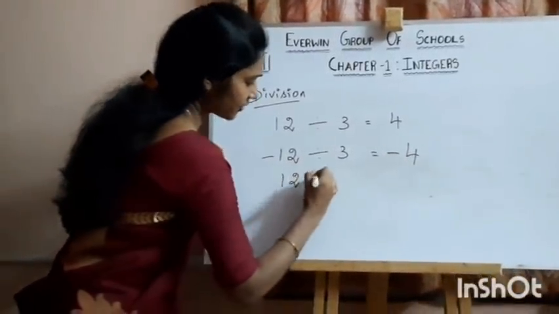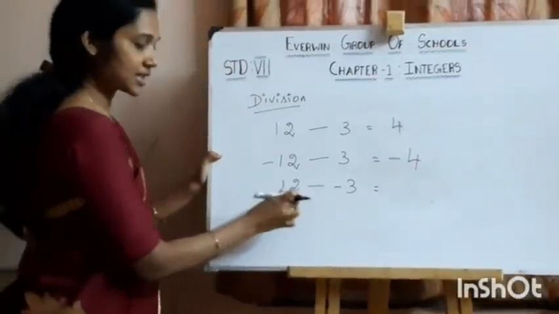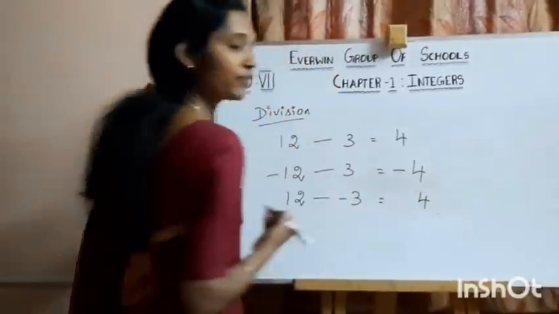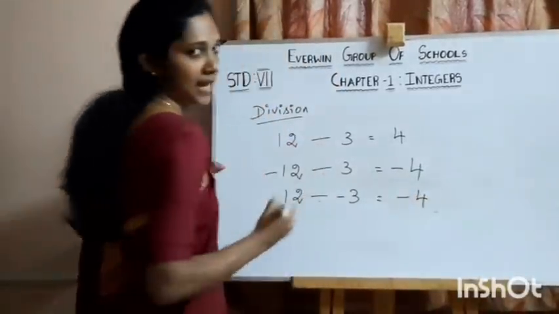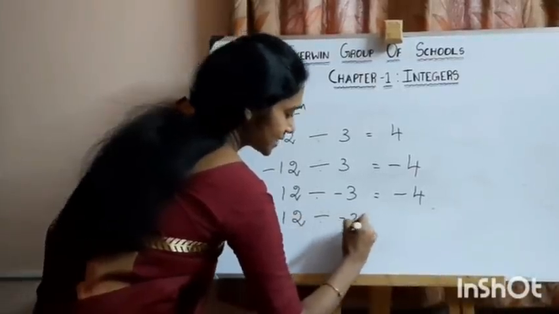Same way, 12 divided by minus 3. Okay, here also just divide the numbers. 12 divided by 3 is equal to 4. And what will be the sign? It is minus. So, let us take minus 12 divided by minus 3.